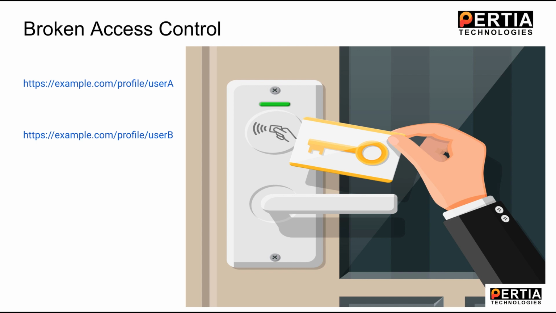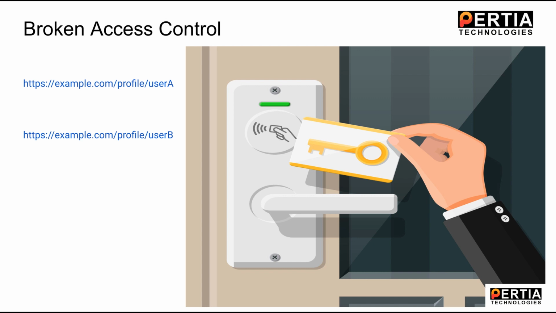Now let's consider what might happen in a scenario with a broken access control. Take an example: user A logs in and accesses their profile at https://example.com/profile/userA. Now user A notices that the URL contains their username. User A decides to see if they can access user B's profile. They can manually change the URL to https://example.com/profile/userB.